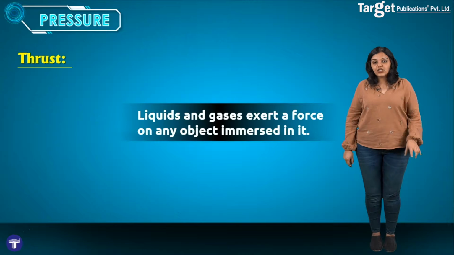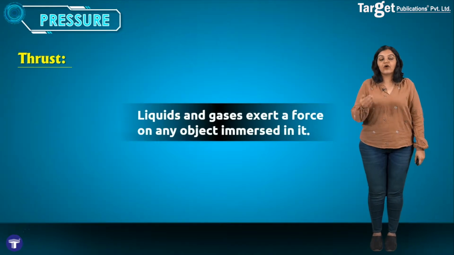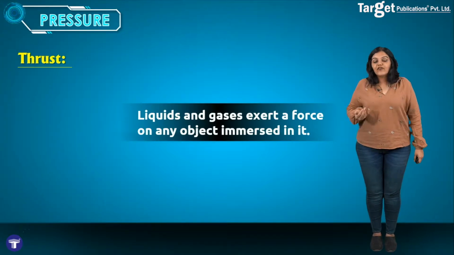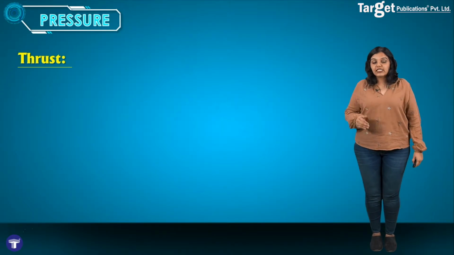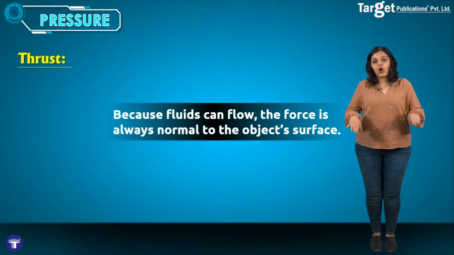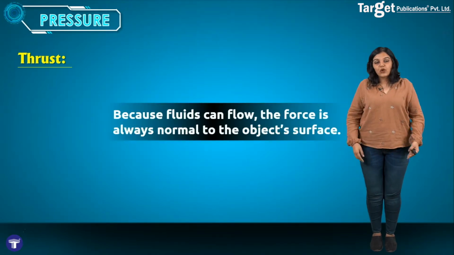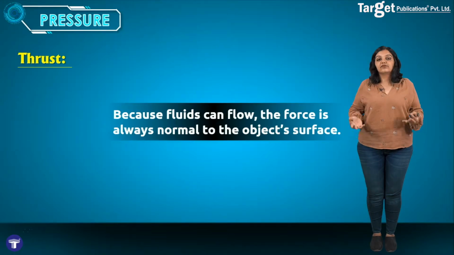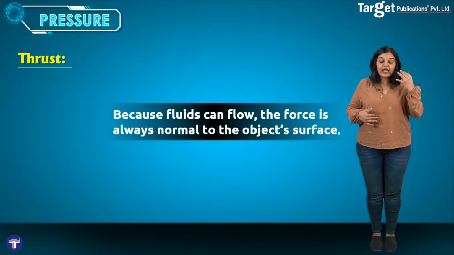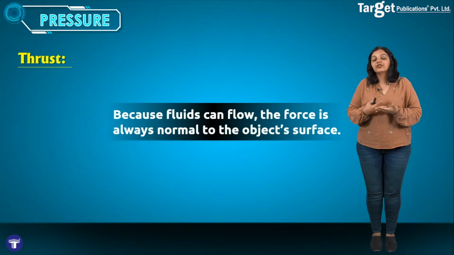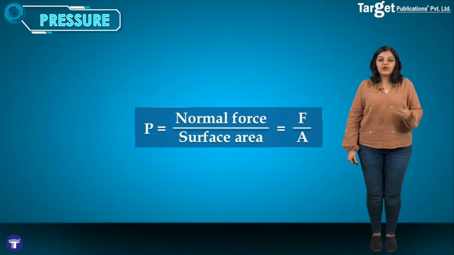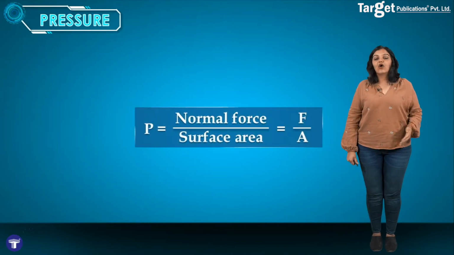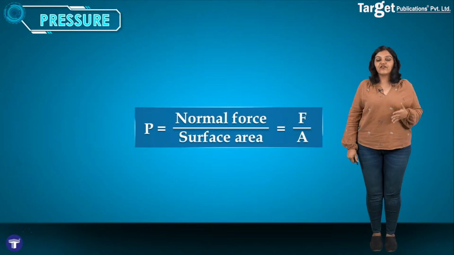Now, thrust by definition is just the normal force acting on the surface. But luckily for us, liquids and gases exert a force on an object immersed in it, and they do so always normal to the object's surface. So by definition, all the force exerted by any liquid or gas, that is by any fluid, will always be normal to the surface, and therefore it will always be counted as thrust. And from here comes the idea of pressure. Pressure is nothing but thrust upon area, or I can say normal force divided by surface area.